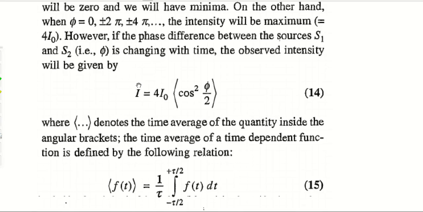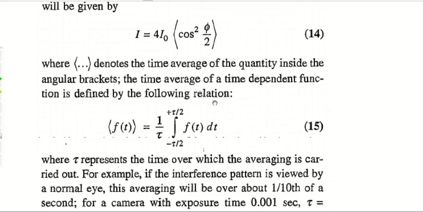Here one can observe the intensity when doing a practical. Then he will observe 4 I0 into cos square phi by 2, but if phi changes, then he will record an average value. If you measure a changing quantity, for example if phi is changing with time, then one can record an averaged value for that time varying thing. Here cos square phi by 2 is that thing. How can we measure or deduce its average value?